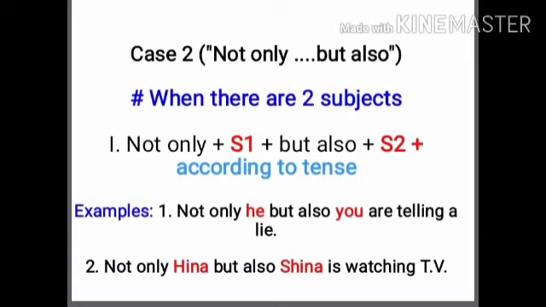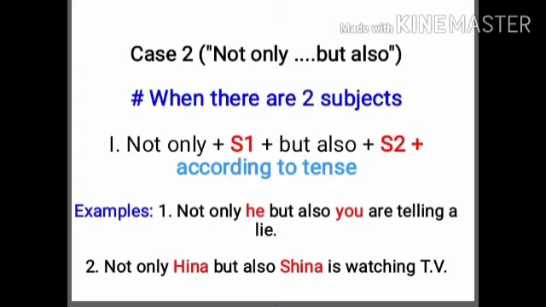Now we will learn another use of the conjunction not only but also. It is also used when there are two subjects in a sentence. Structure is not only subject 1 plus but also plus subject 2 plus according to tense. Here we will arrange the word after but also according to tense. Look at the examples given below.